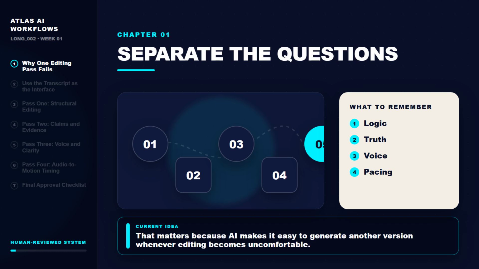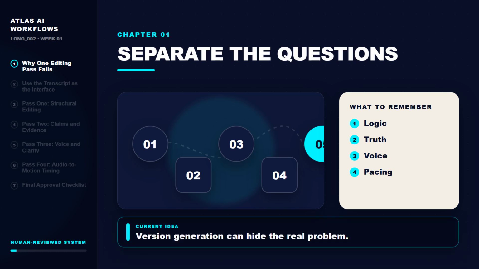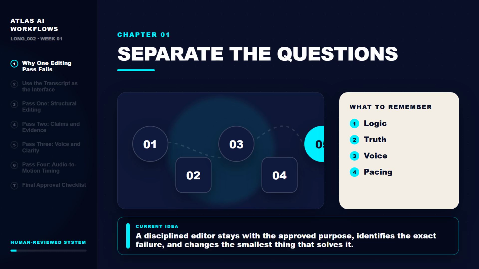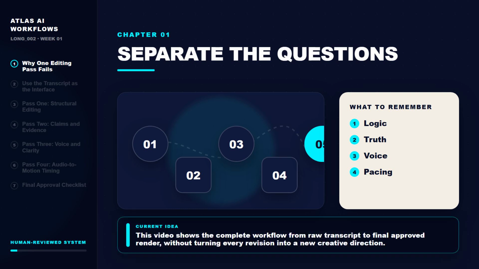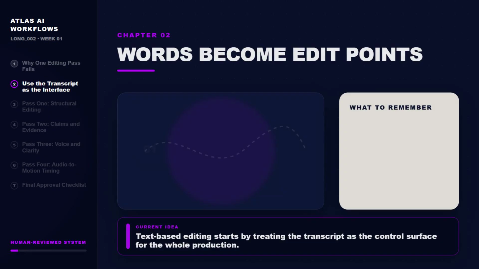That matters because AI makes it easy to generate another version whenever editing becomes uncomfortable. Version generation can hide the real problem. A disciplined editor stays with the approved purpose, identifies the exact failure, and changes the smallest thing that solves it. This video shows the complete workflow from raw transcript to final approved render, without turning every revision into a new creative direction. Text-based editing starts by treating the transcript as the control surface for the whole production.